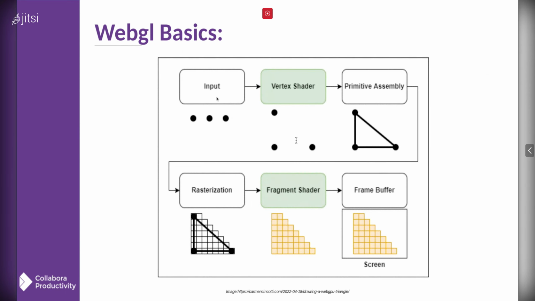Now this is the WebGL pipeline. We have three dots, and we don't know their positions. We pass them to the vertex shader, which renders them to their positions. Then primitive assembly happens, which draws that triangle. Then rasterization happens and the pixels are filled according to the primitive assembly, and the fragment shader adds the color for every pixel. That's how you see the entire triangle on the screen, from the frame buffer.